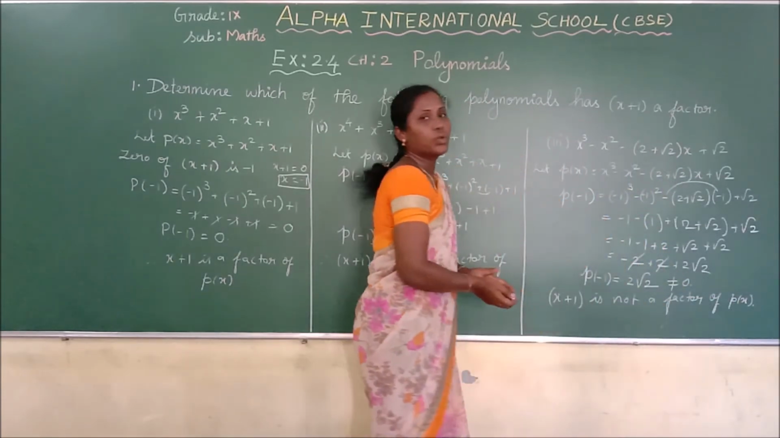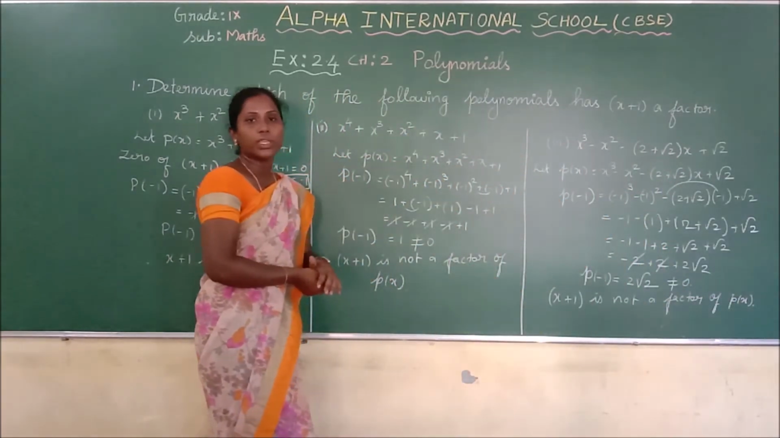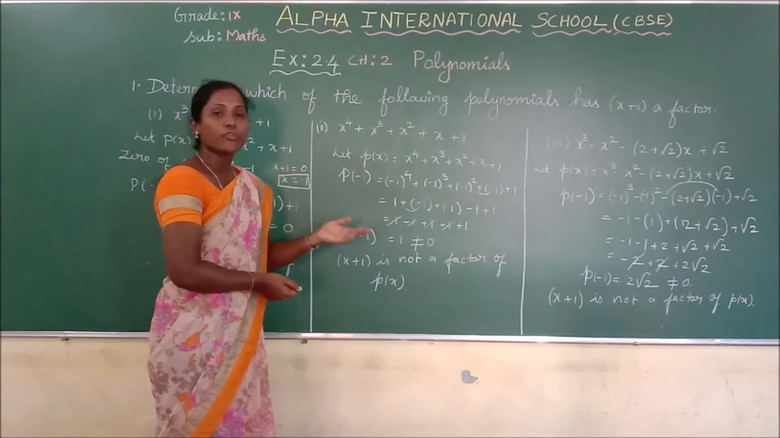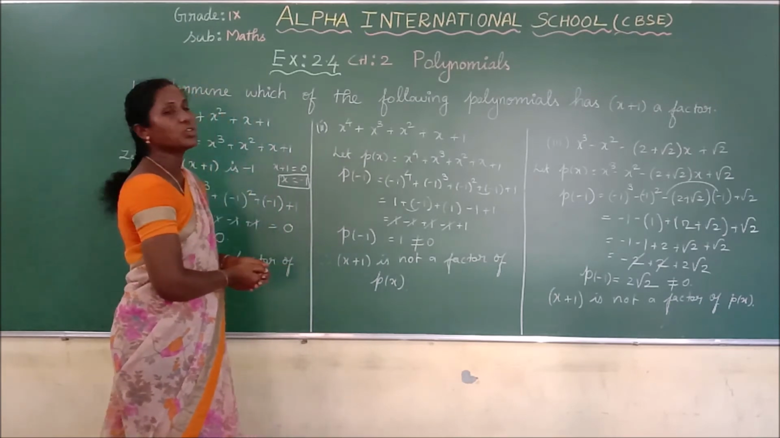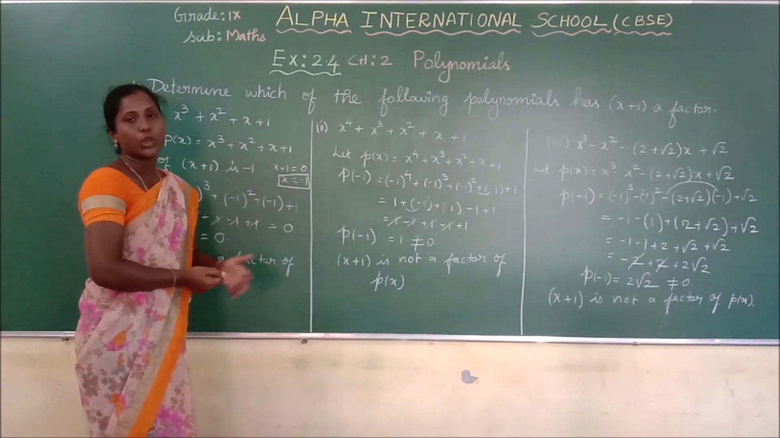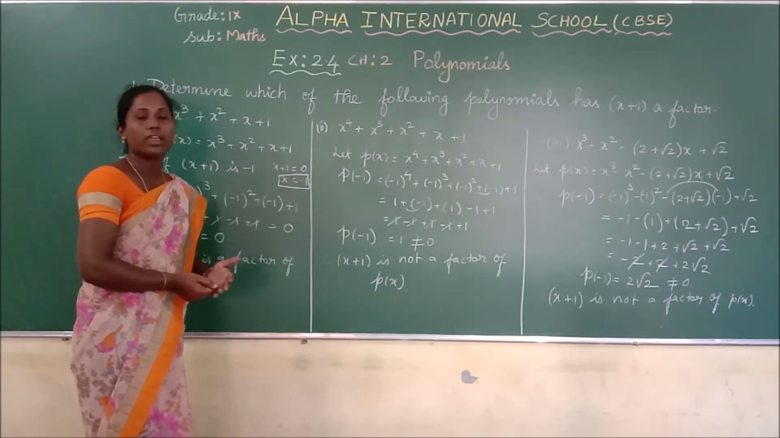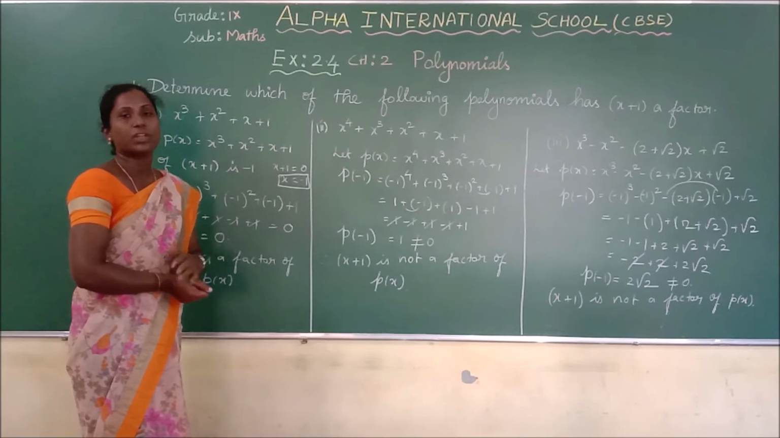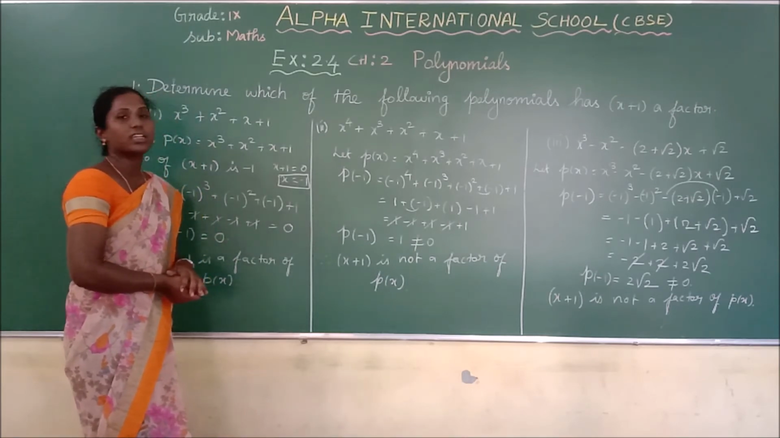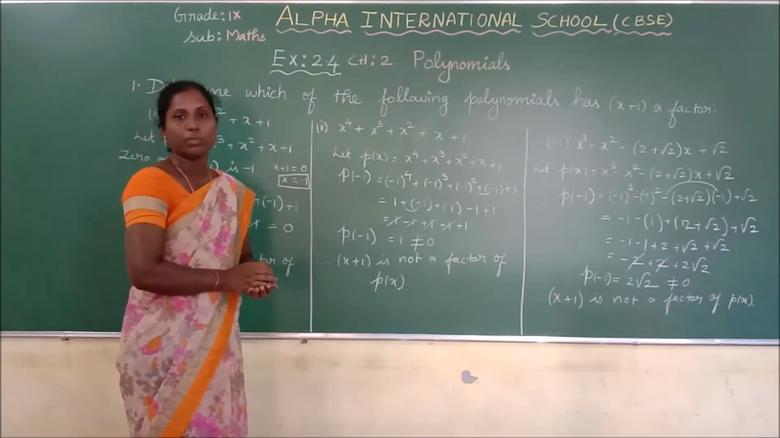So if you are given any other polynomial to determine whether it is a factor of another polynomial, just find the 0 of the given factor and substitute in the polynomial. If the remainder becomes 0, you can say that it is a factor. If the remainder is not 0, you can say that it is not a factor of the given polynomial.